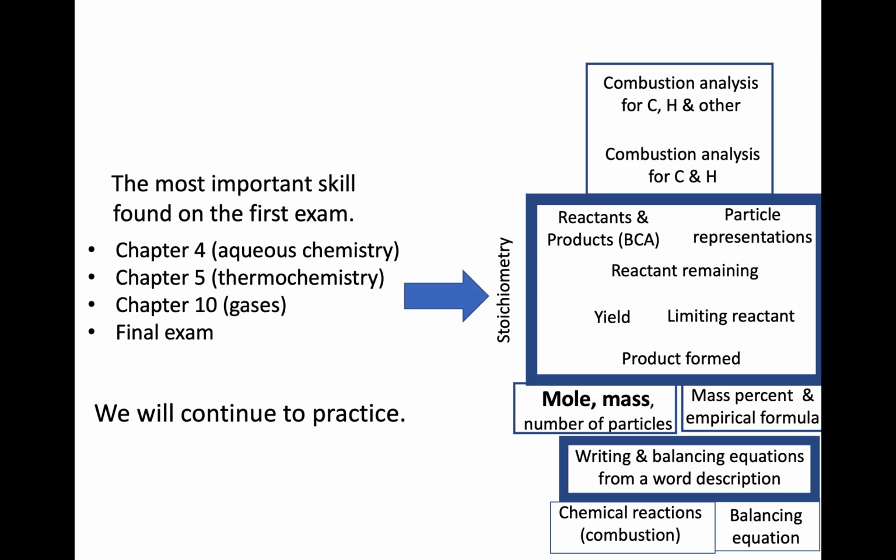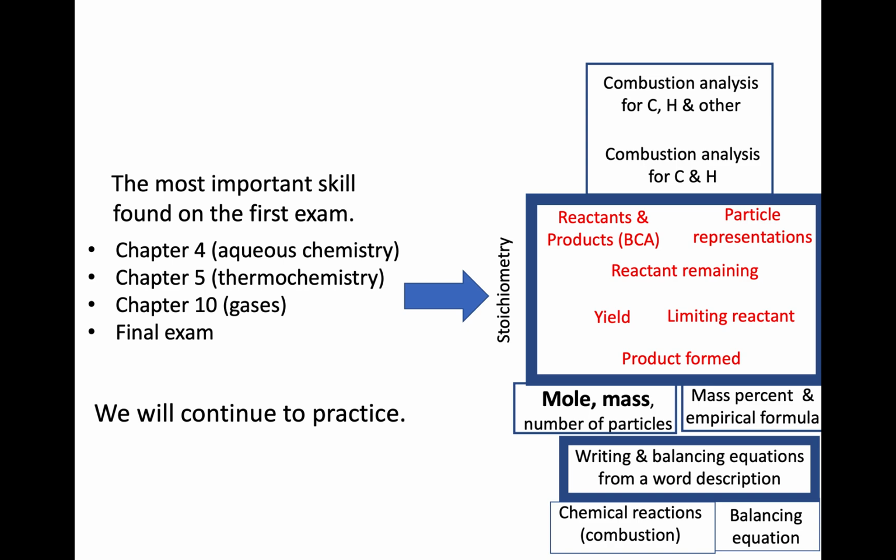The most important skill on the first exam involves stoichiometry. We'll be using stoichiometry in chapter 4 with solution stoichiometry, in chapter 5 when we look at thermal chemistry. I know it's ahead in chapter 10 when we're looking at gases, and it's a big part of the final exam. We're going to continue to practice stoichiometry.